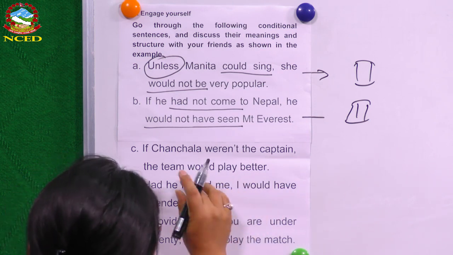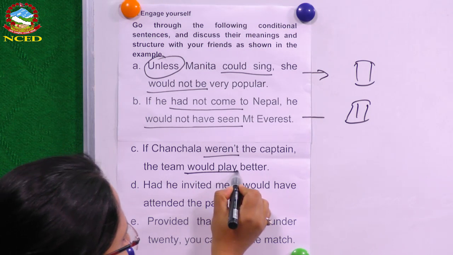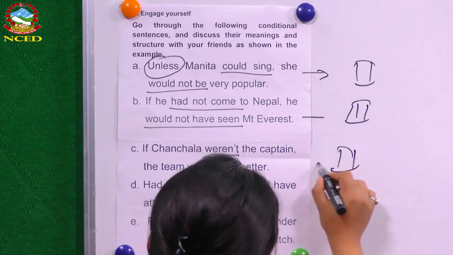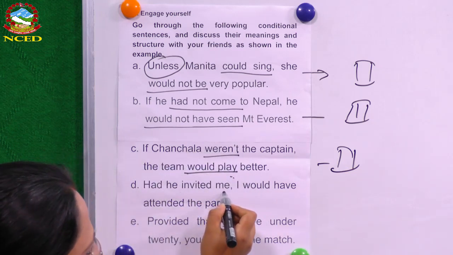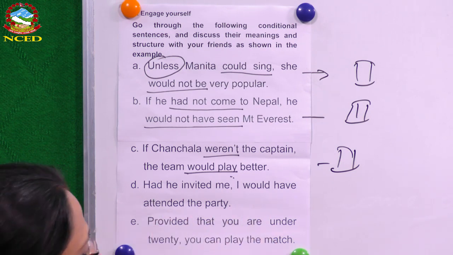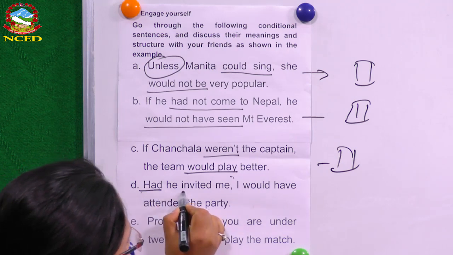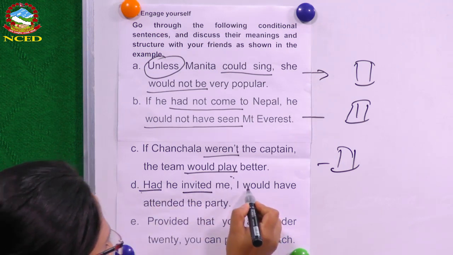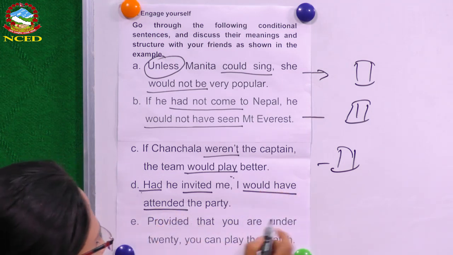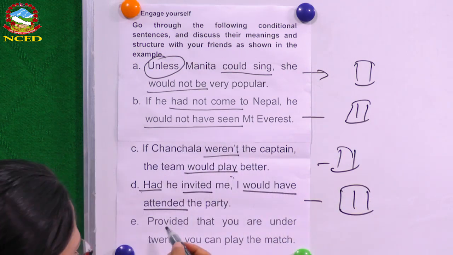Yes, you can talk to your friend or your teacher. Weren't, simple past tense, would play. So this is the structure of which type of conditional? Type 2. Yes. Had he invited me, I would have attended the party. Similar to the one we just talked about, right? Instead of if. So this is in past perfect tense, and this one consists of would have plus the third form of the verb. So this is also a conditional type 3 sentence, right?